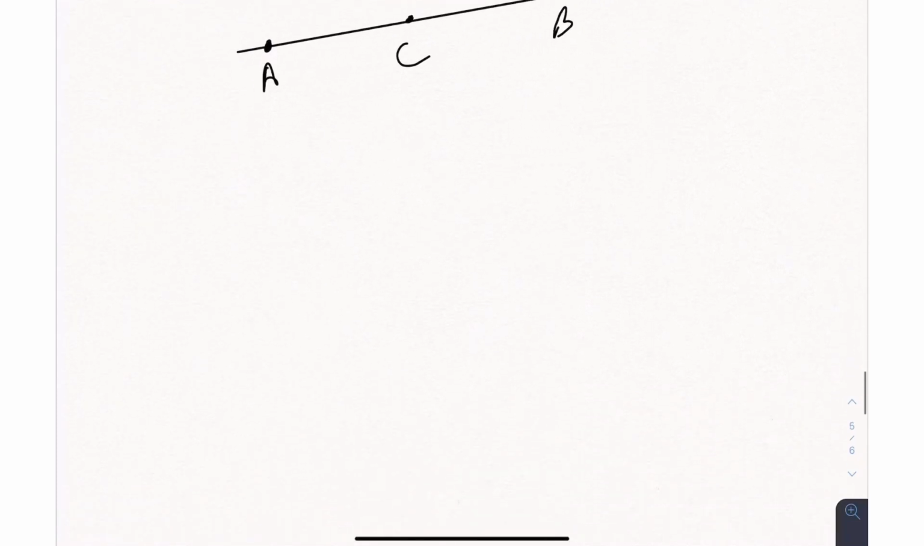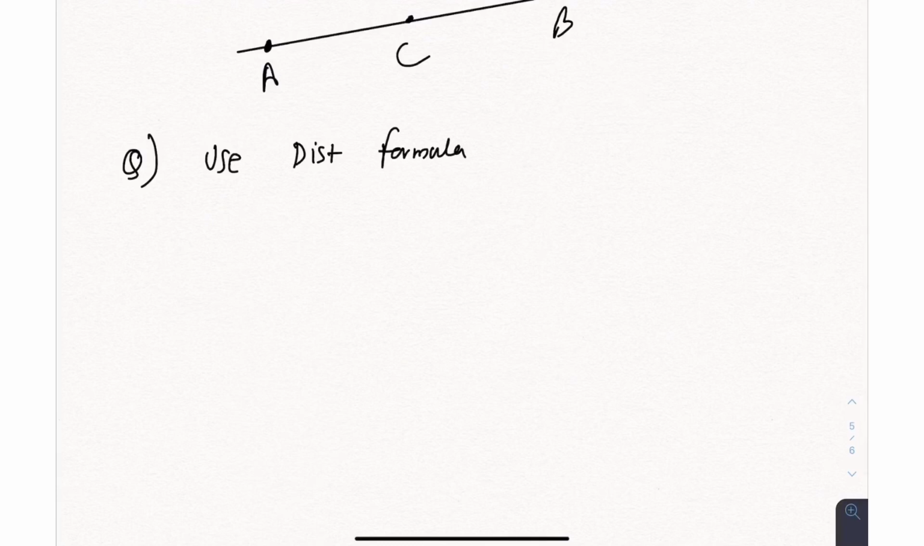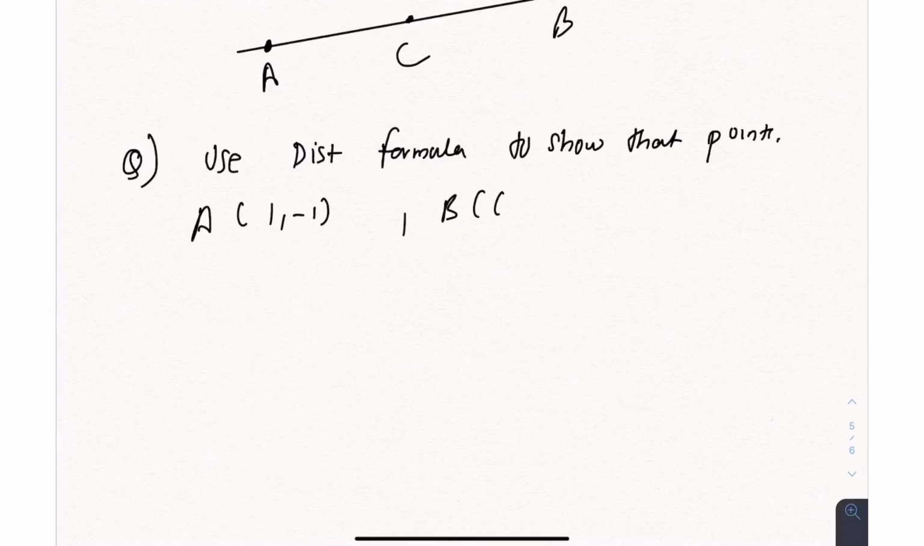So the next question that we are going to do is: use distance formula to show that points A, whose coordinates are 1, 1, B with coordinates 6, 4, and C 4, 2 are collinear.